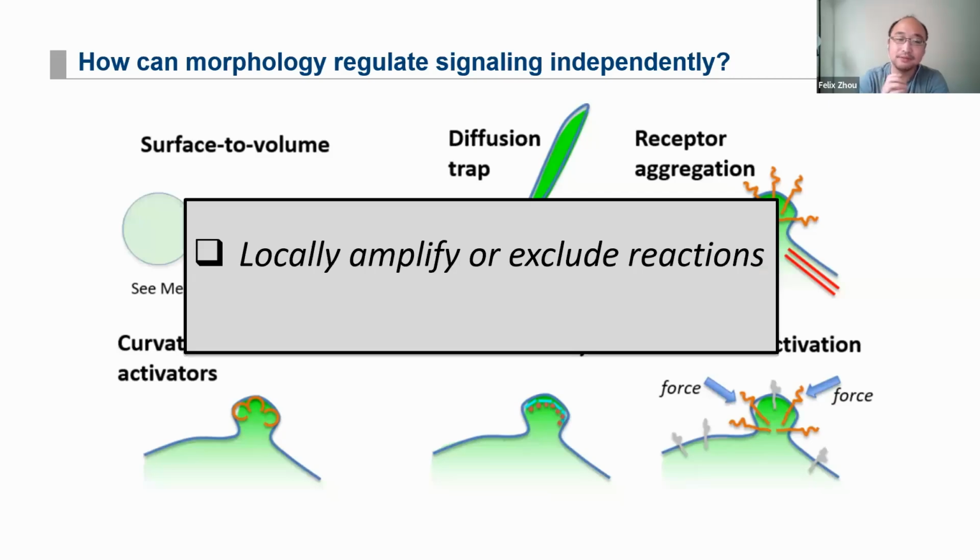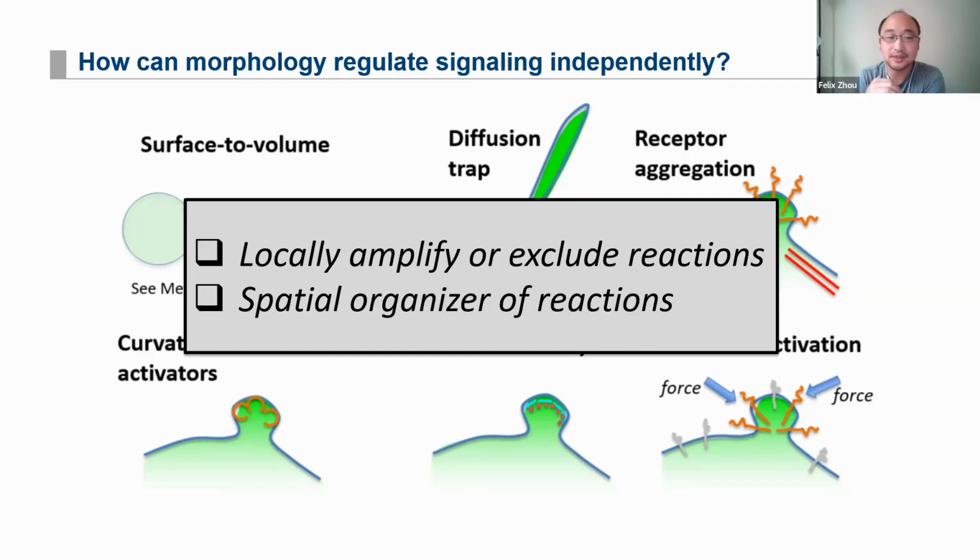Okay, so to summarize all of this, there's a range of mechanisms in which the cell shape, and not necessarily just the cell shape, but the components in the cell plasma membrane, effectively act to locally amplify or exclude reactions, theoretically. All right, and the concept is that it can spatially organize reactions locally on the cell surface. Think of this as chemical hubs.